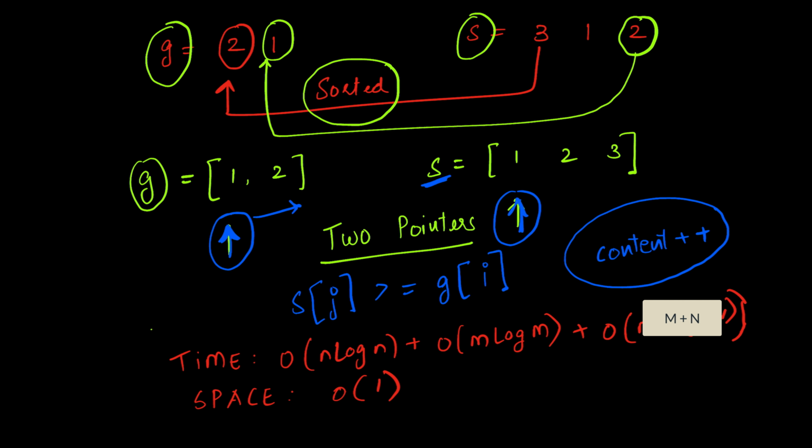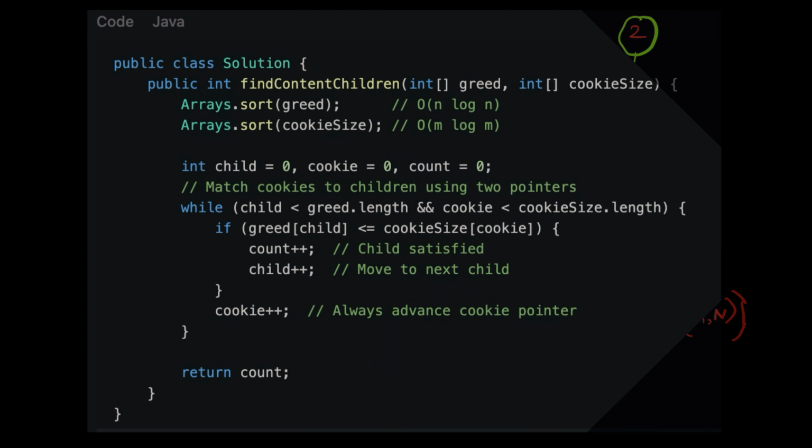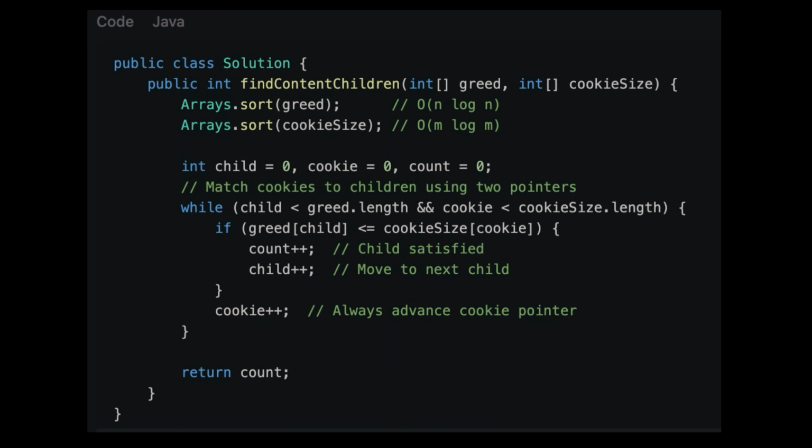I hope you were able to understand the explanation. Let me show you how we can implement this using Java. Here's the solution in Java. I start by ordering the two arrays given to us in the input in ascending order. After that, I'm initializing three variables where the child and the cookie are the pointers and the count is the counter variable to record how many children we were able to satisfy.